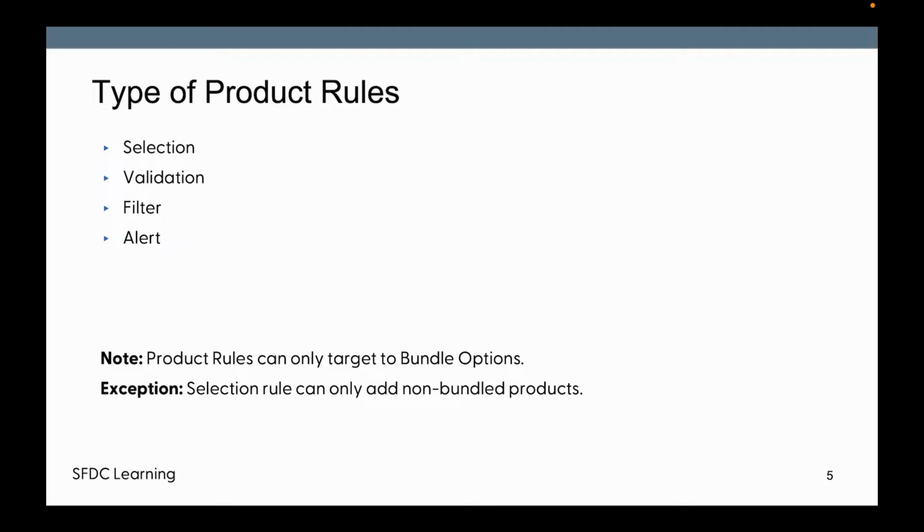There is a note as well: product rules can only target bundle options, and there is an exception to it. When we write a selection rule, we can automatically include a non-bundle product. So that is an exception in product rules. Otherwise, each type of product rule can be used for bundle options only, except in the case of a selection rule.